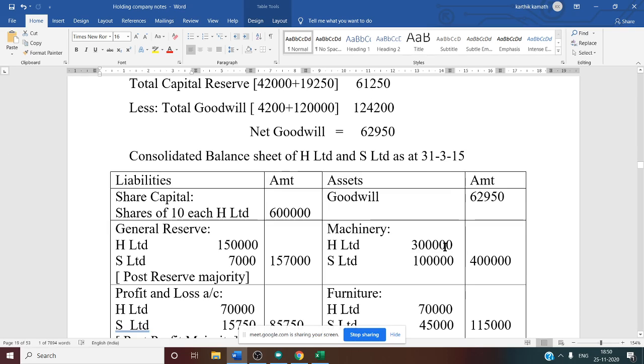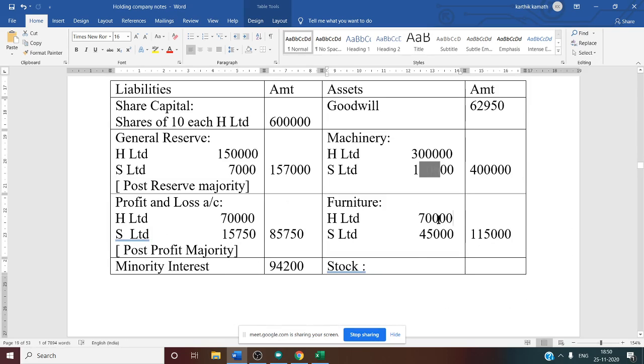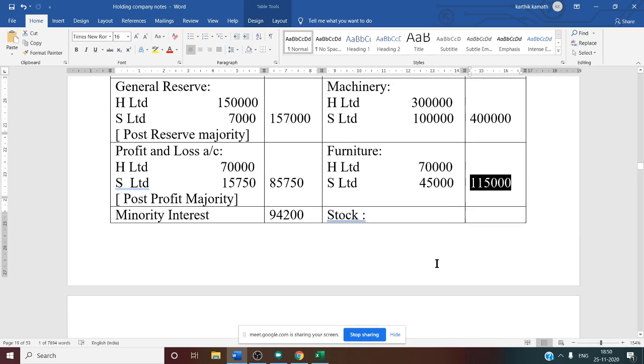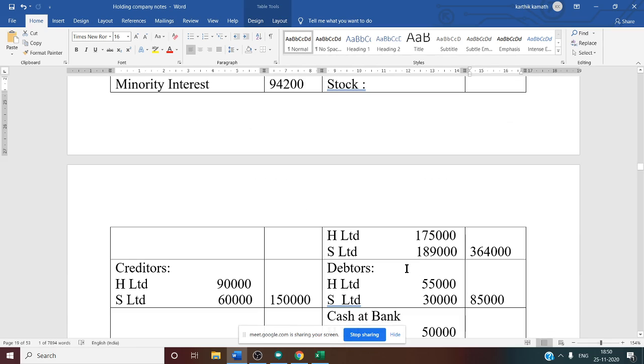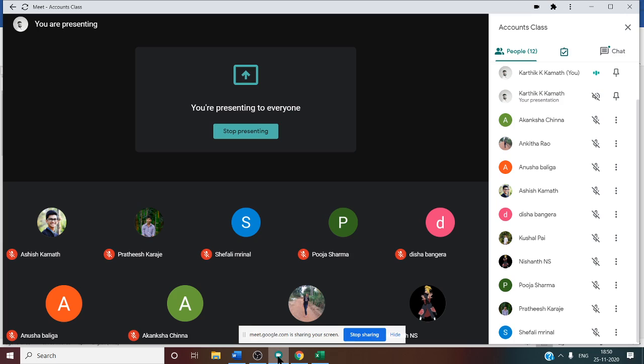Machinery: H Limited 3 and S Limited 1, total 4 lakh. Furniture: H Limited 70,000, subsidiary 45,000. By seeing the question, we can easily write 1 lakh 15,000. Stock is the same thing. And under stock, if there is an unrealized profit, again there is a deduction for stock. But in this question it is not asked. Deduction for stock is there and deduction for profit and loss account. Unrealized profit you have to deduct from both sides. One is from the asset side and one more is from the liability side.